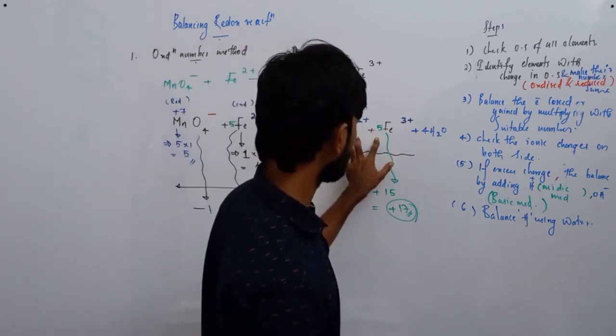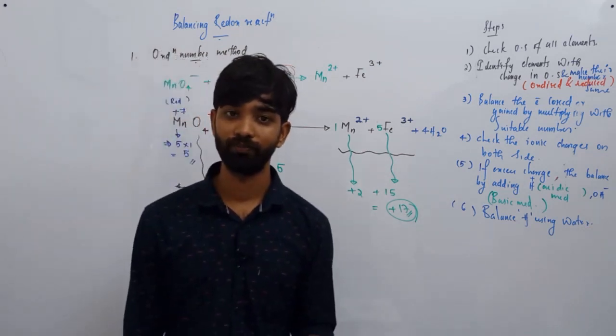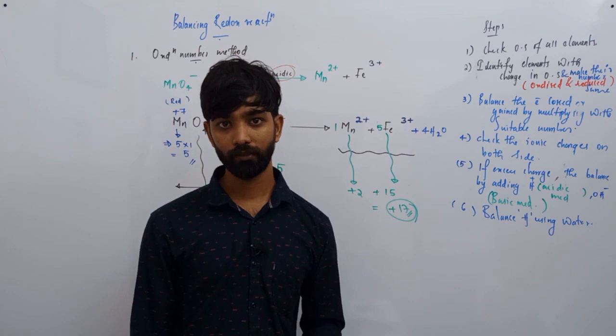What about the right side? No one here. Here is 4. So left side and right side I have 4 oxygen. Ready? So the reaction is balanced. So this is very easy, I think.